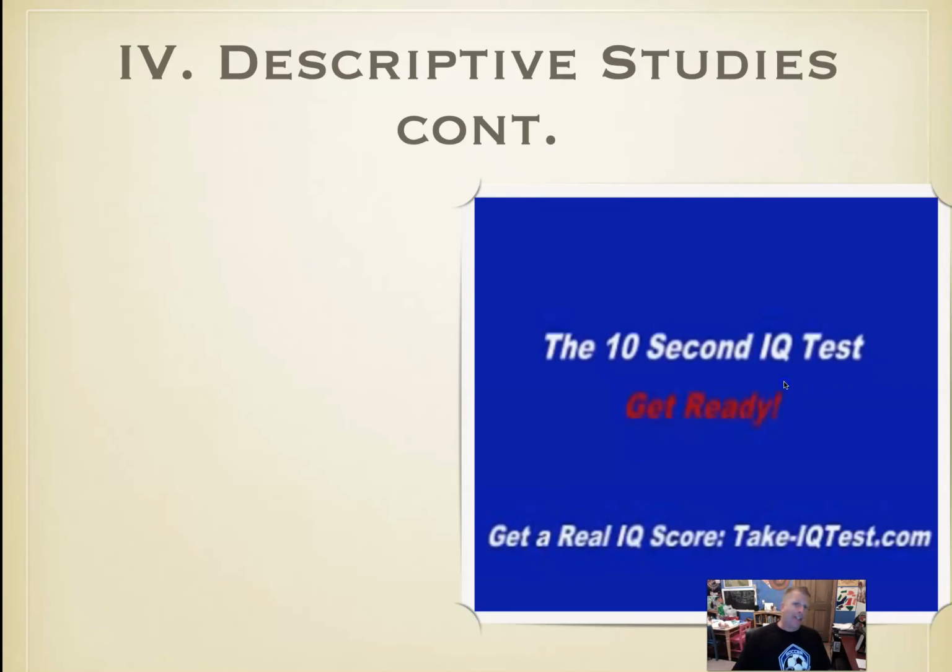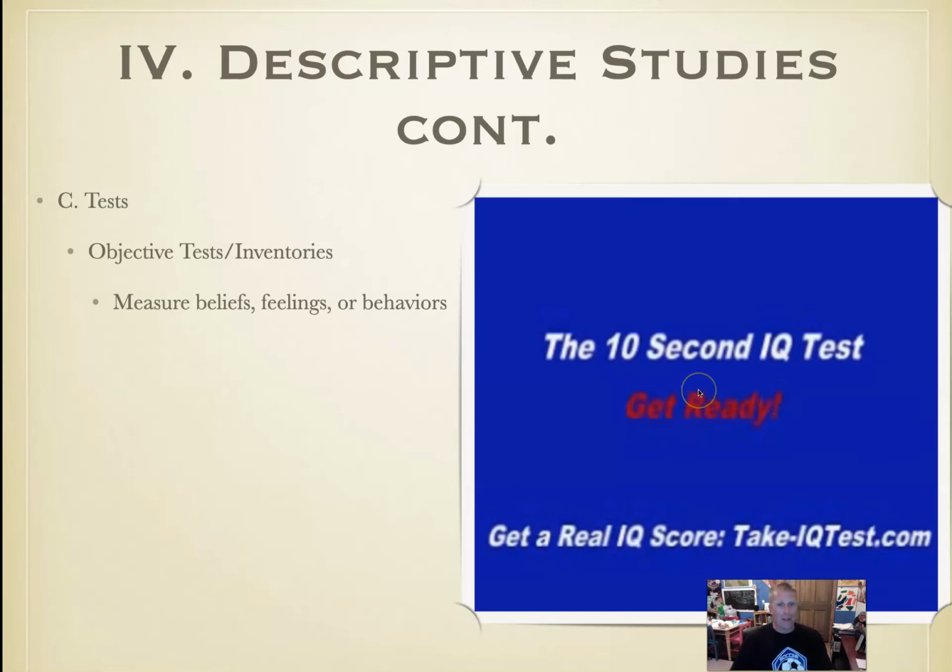I'm sorry. So other things, there are tests. You can do objective tests and inventories. You probably have filled these out before taking something like the SAT. Any personality test usually is an inventory, and they ask the same questions over and over again to make sure they're valid. They can measure your beliefs, your feelings, your behaviors. You can do one to find out what movie suits you best, or what character from Mean Girls you are most like. Your personality matches.